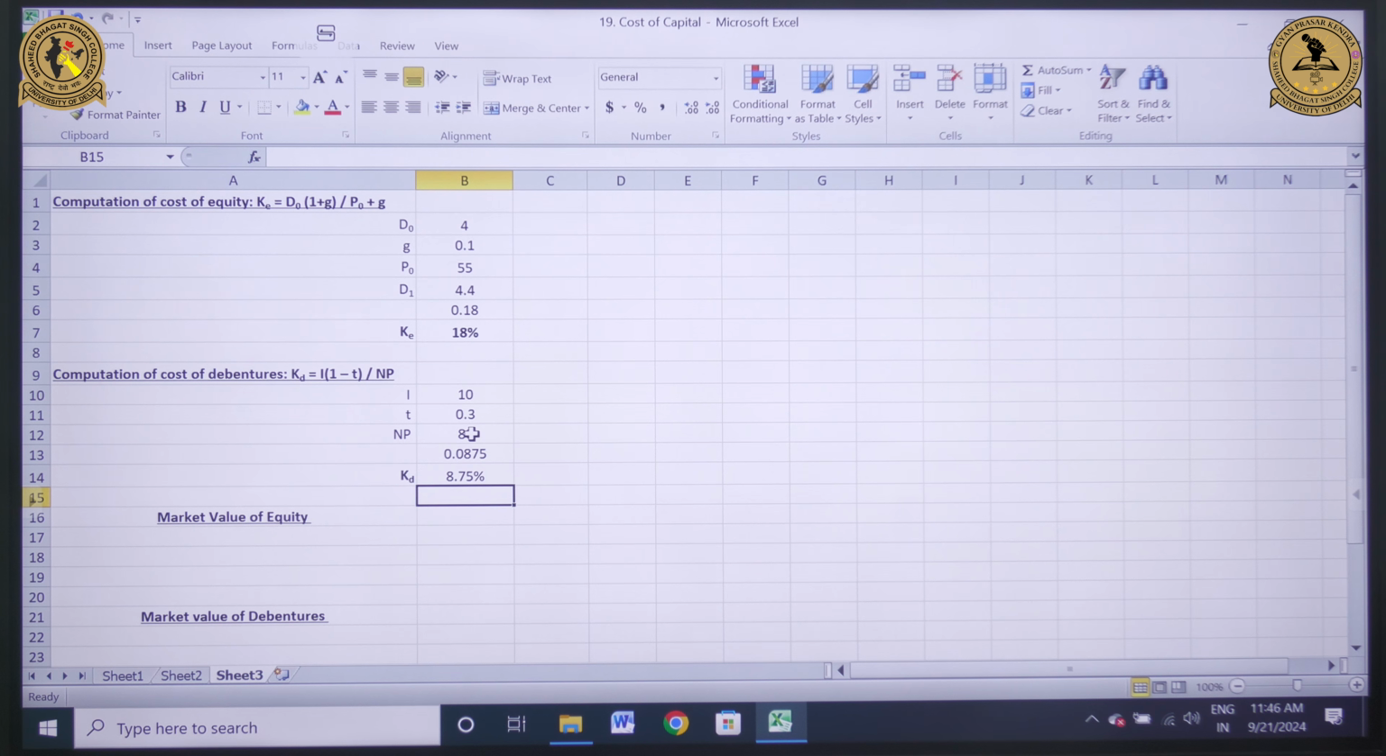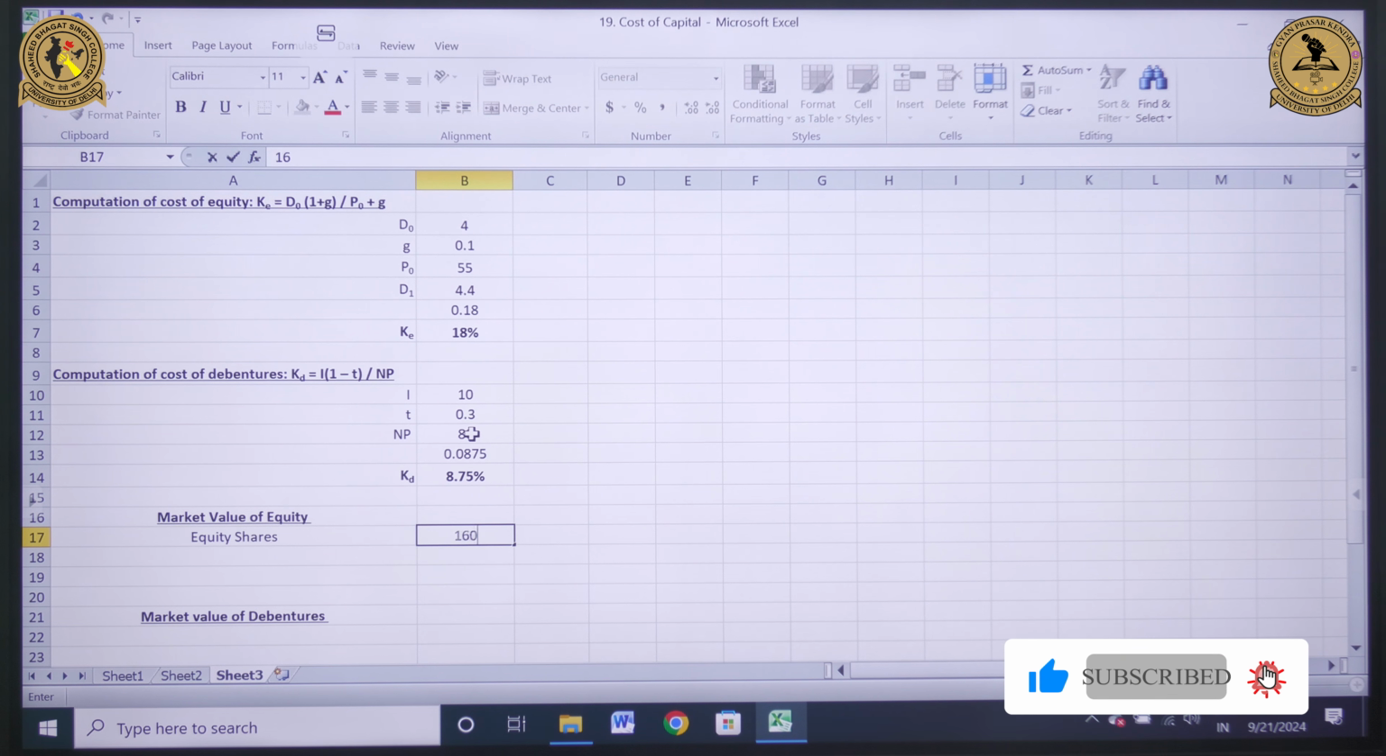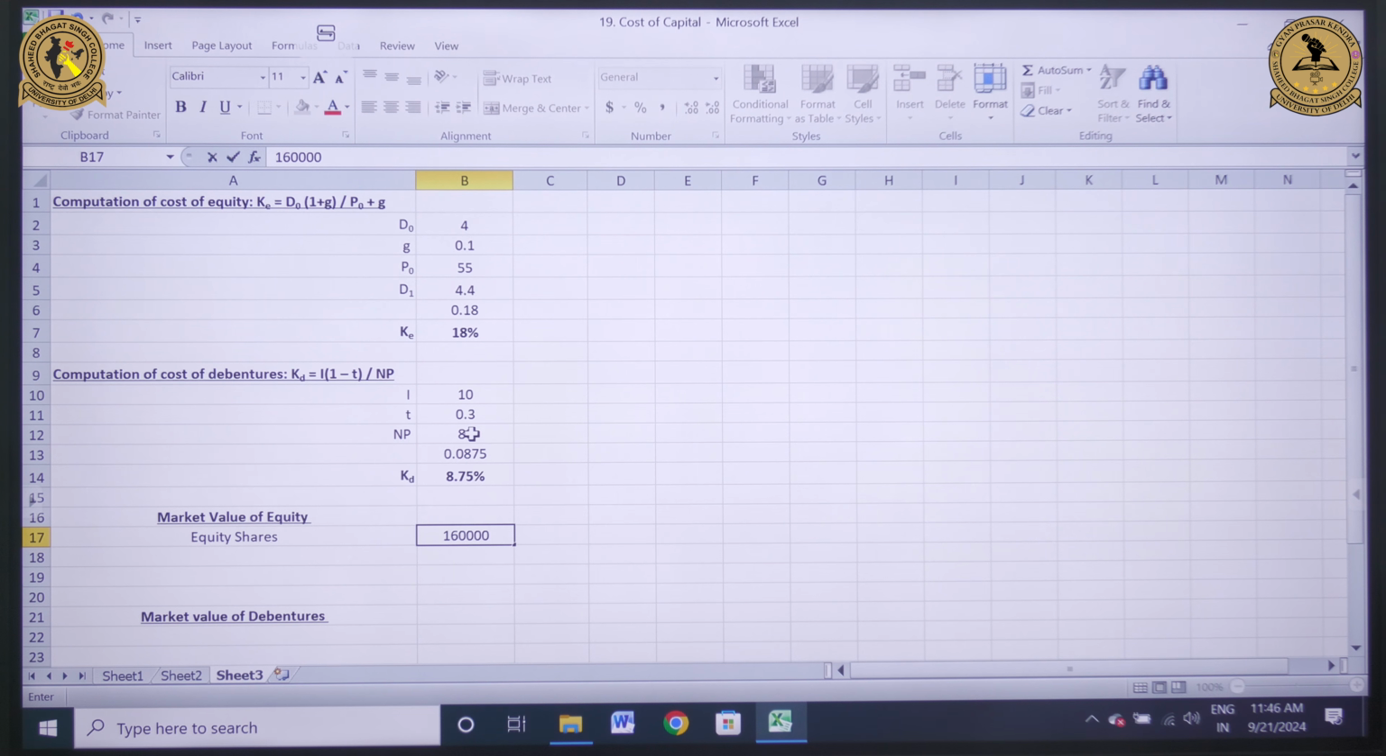It comes out to be 0.0875, that is 8.75%. The next is the calculation of market value of equity. Now in this case, total equity shares are 1,60,000. Market price is 55. So the market value of equity will be equal to equity shares multiplied by market price. It comes out to be 88 lakh rupees.